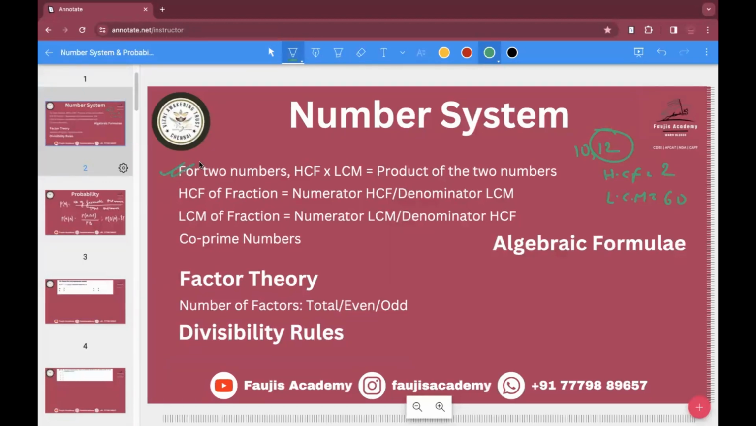Let's say we did not know that 12 is a number over here. We have to verify this formula: HCF into LCM is equal to the product of the two numbers, 10 into, we don't know the other number, let's put it X. If you do this, X is equal to 12. Are we able to find it? All cool? Anybody who is not following me?